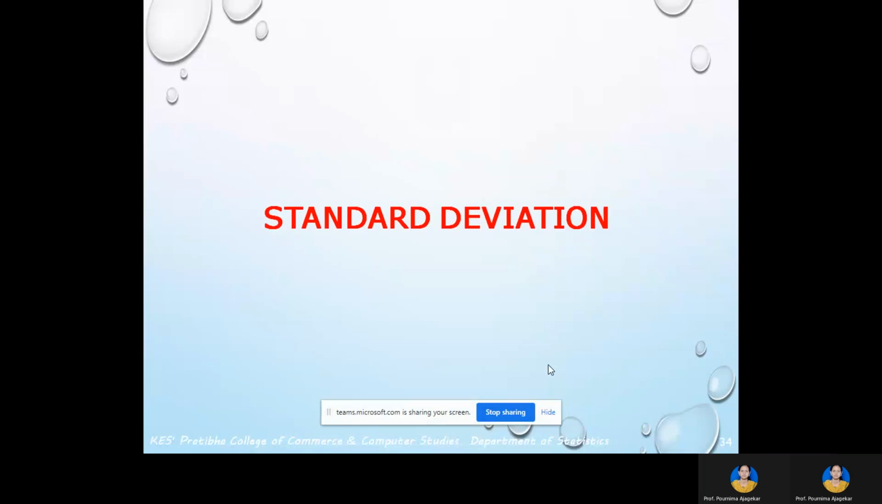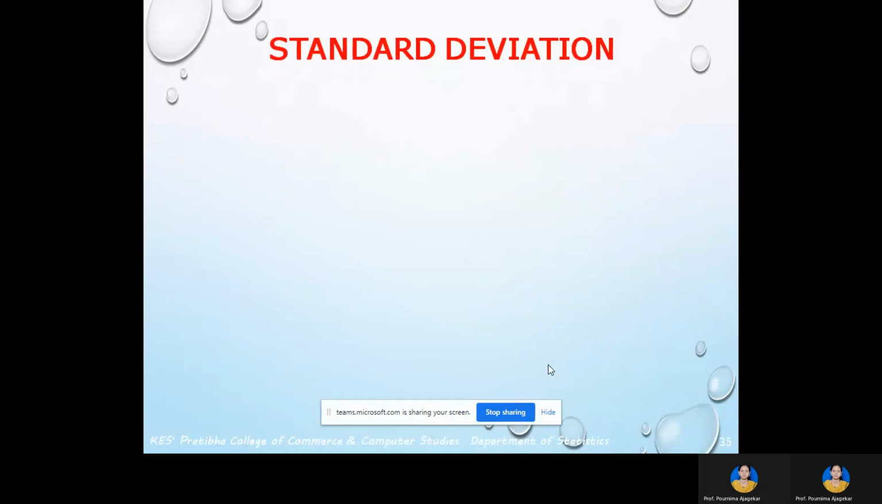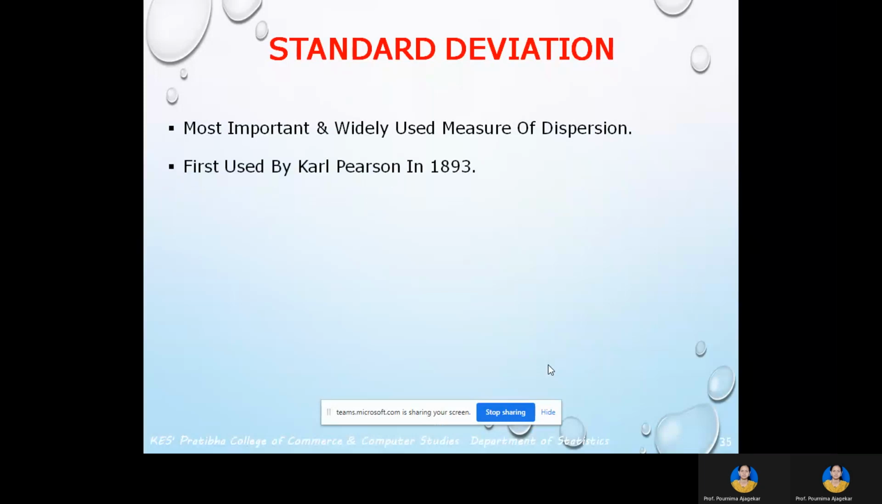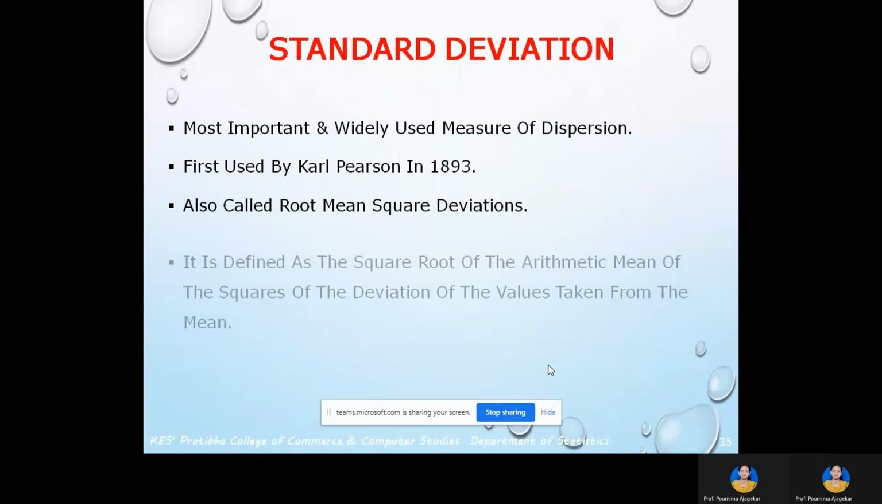Now we will see the fourth measure of dispersion, which is standard deviation. This is the most important and widely used measure of dispersion. It was first used by Karl Pearson in 1893. It is also called root mean square deviation.